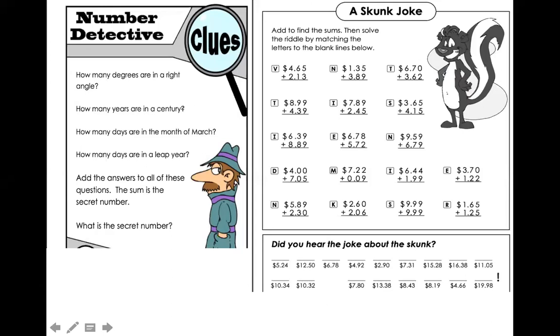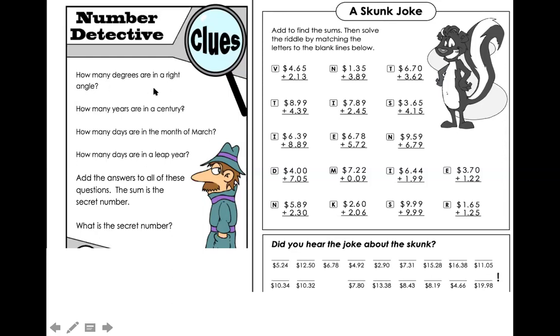On this right over here, we have a skunk joke. The riddle to solve is, did you hear the joke about the skunk? And don't forget, you must show your work in order to get the clue from your teacher. All right, we are going to solve this first problem together.